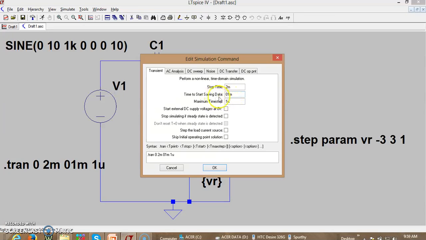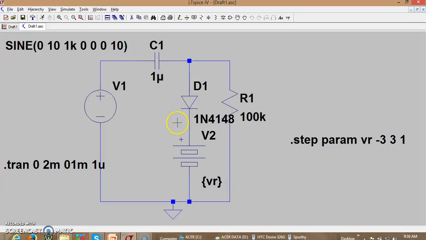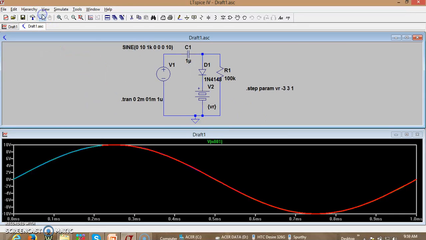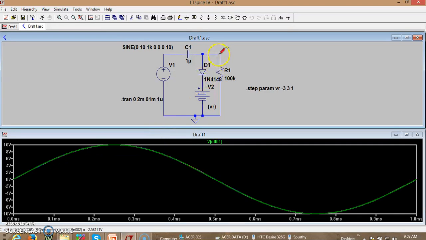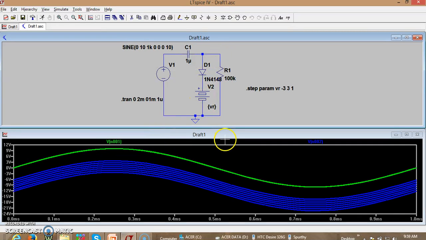So we are not seeing the data from 0 second. If it is from 0 second, you can see the capacitor is charging along with the input voltage. So in order to verify only the steady state response, we are starting the output observation from 1 millisecond. So let me just run this and see. So this is the input waveform. So let us see the output waveform now.